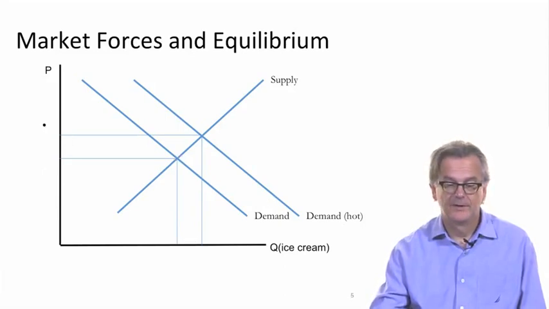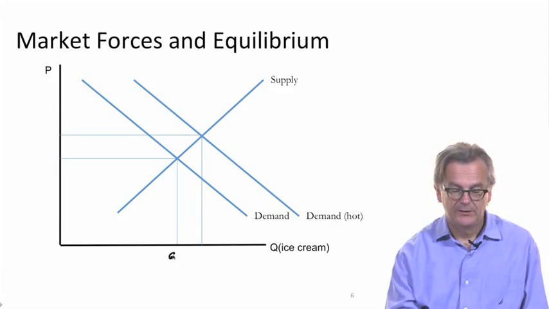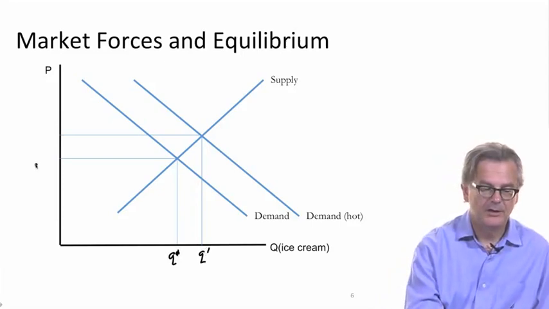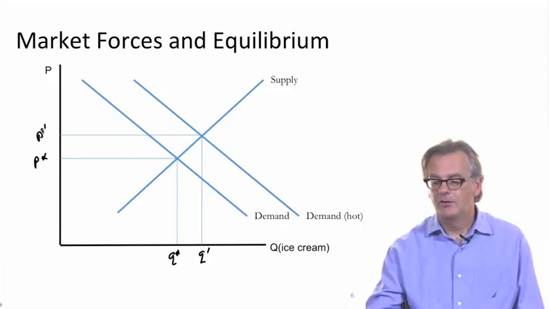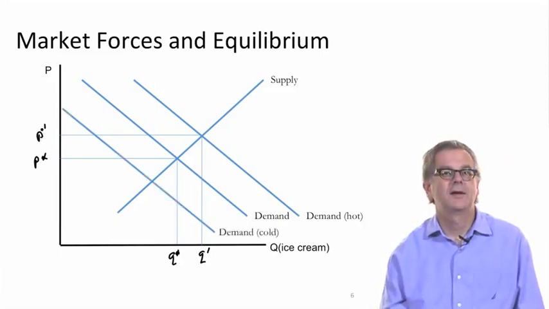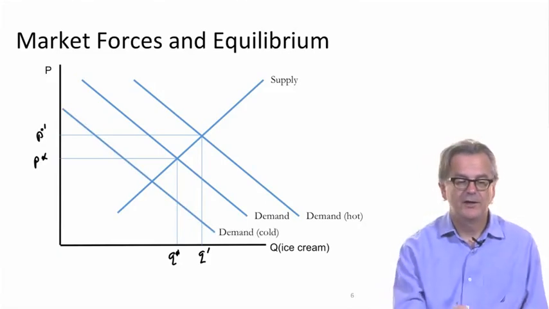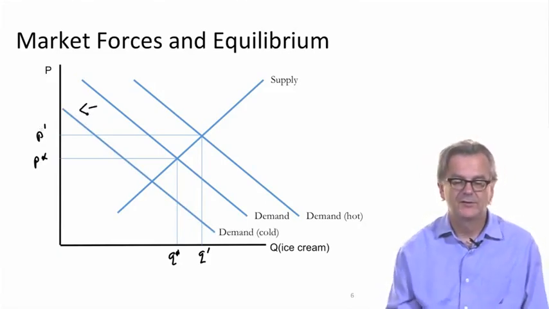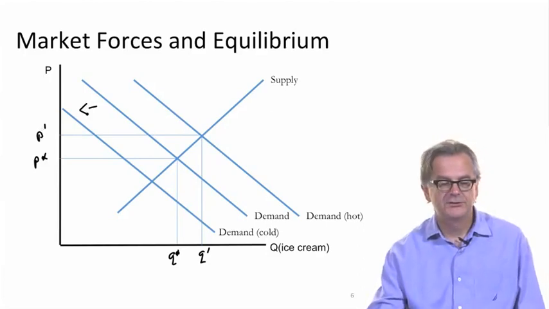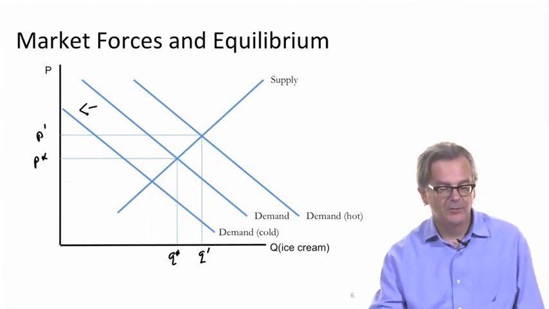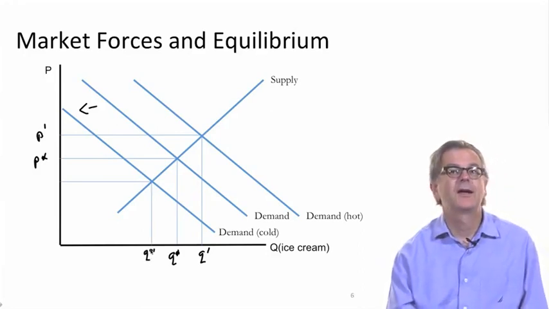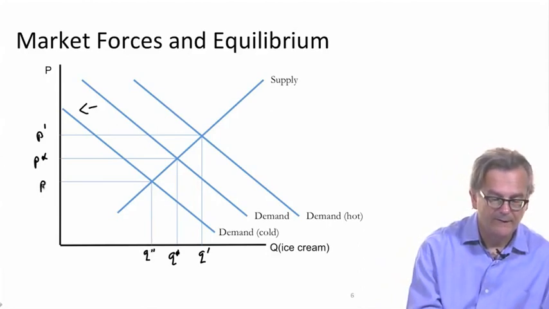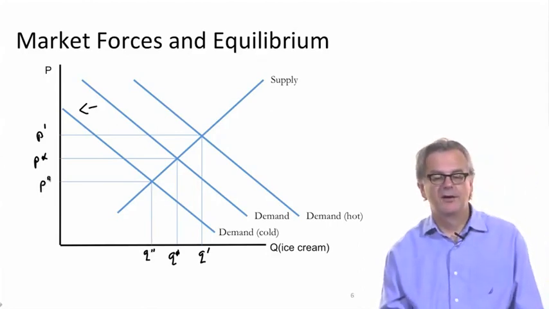So let me just label it. Our original equilibrium Q star, our new equilibrium Q prime, P star, P prime. It works the other way though on cold days. There's less demand for ice cream. The demand curve would therefore be expected to shift to the left. And market forces will once again lead to a new equilibrium being established, this time an equilibrium featuring a smaller quantity and a lower price.